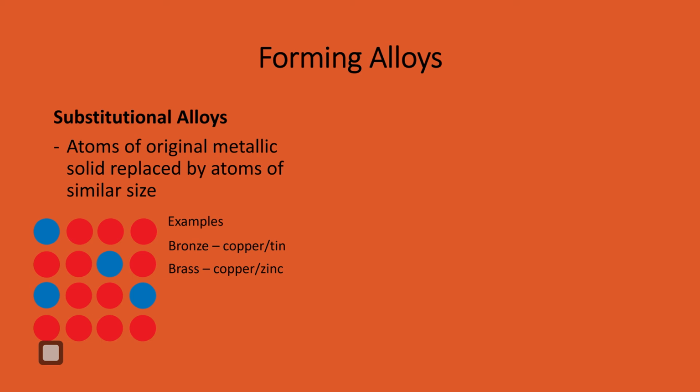All right. So this could be bronze, where the blue ones are copper and the other ones are tin, or the red ones are copper and the blue ones are zinc, and then all of a sudden we will have what we call brass. But it retains the properties of both copper and zinc. It just is able to combine those properties together.